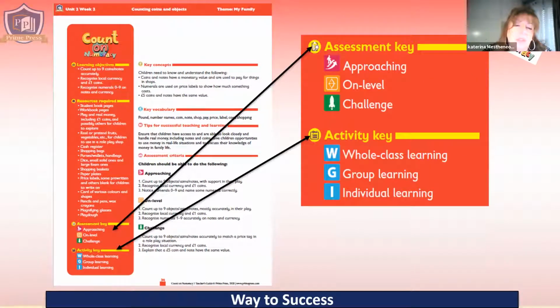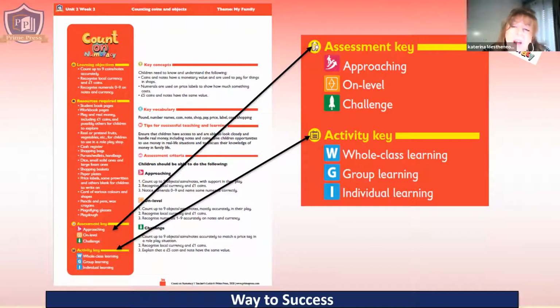The next part is the assessment key. Now, all of these activities in the teacher's book have advice on how to deal with the different levels that your students are. So we have 3 of them. We've got approaching level, on level, and challenge. And as we go through the teacher's book, you will see instructions, ideas, hints as to what to do with children who are at each of these levels. And this key appears all the time so that you actually know what you're doing.